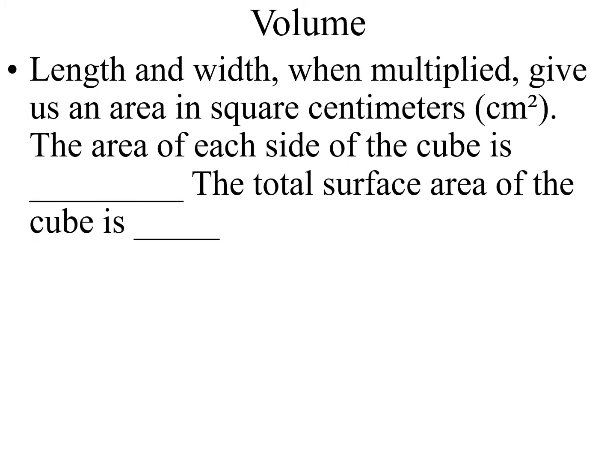Volume. So length and width, when multiplied, give us an area in square centimeters. That's centimeters squared. The area of each side of the cube, that's that 10 centimeter cube. The area of each side, well, 10 centimeters times 10 centimeters is 100 centimeters squared.